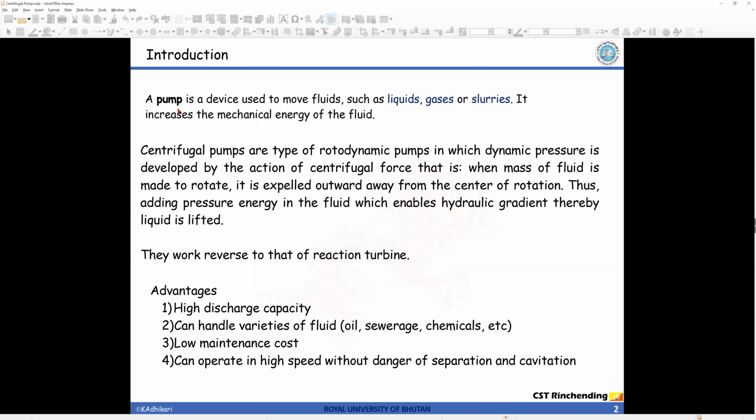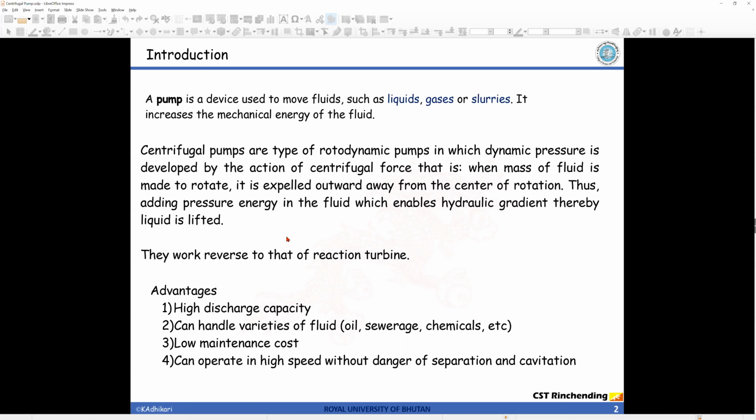As I've already explained what a pump is, it is used to move liquids, gases, or slurries, and it increases the mechanical energy of the fluid. That's why we are able to move the liquid against gravity as well. It's a type of rotodynamic pump, which means the dynamic pressure is developed by the action of centrifugal force. That's why it is known as a centrifugal pump.